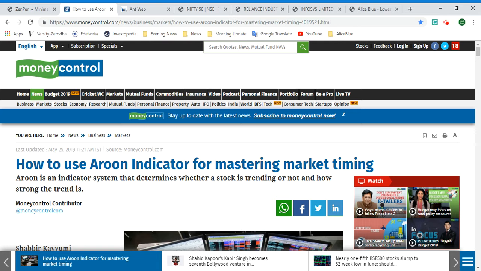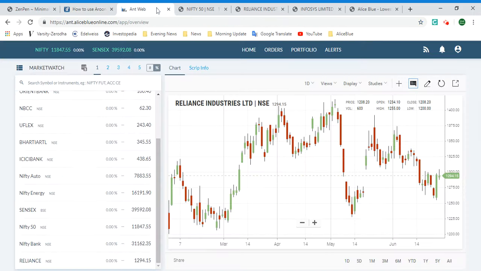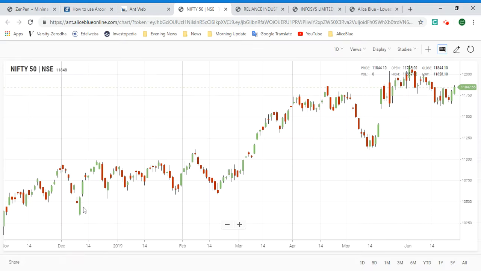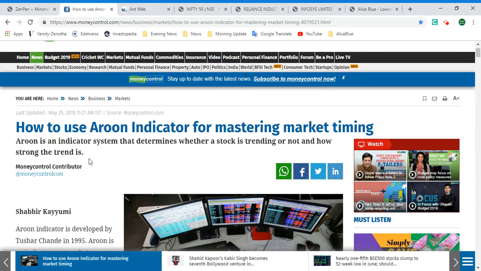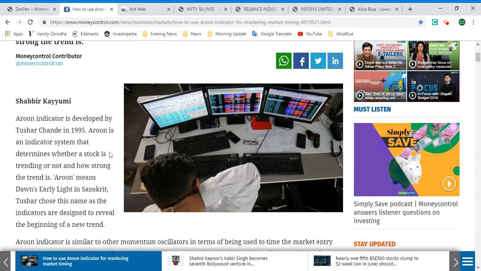In this video, we'll be seeing how you can use the Aroon indicator for mastering the market timing. This specific article we have sourced from Money Control, but we'll also apply this indicator on Antweb's charts to show you how it directly applies and how you can use this in your charting strategy and trading strategy. Basically, I will show you on the chart itself where the buy and the sell signals are, and give you some examples. So let's look at what is the Aroon indicator first.